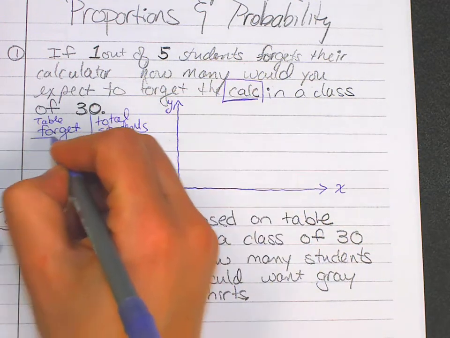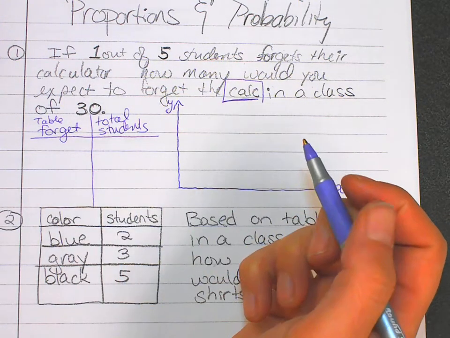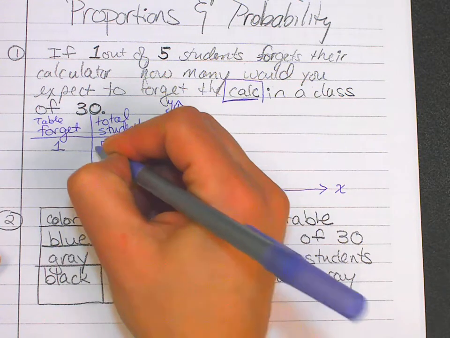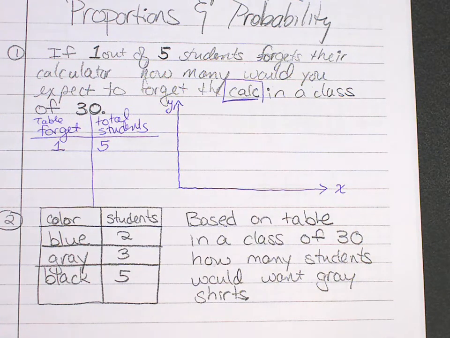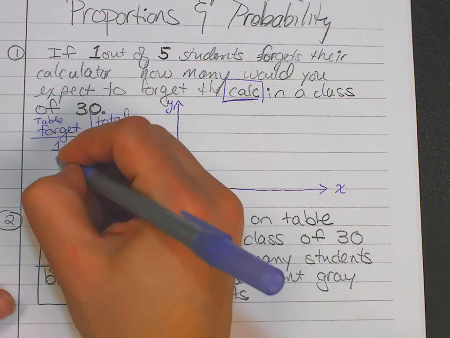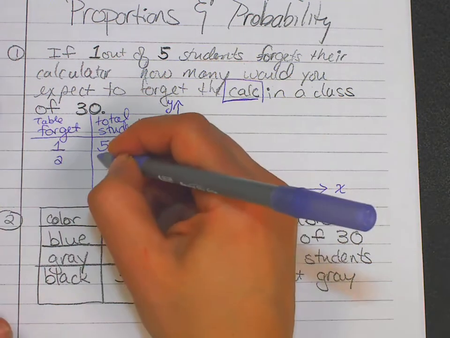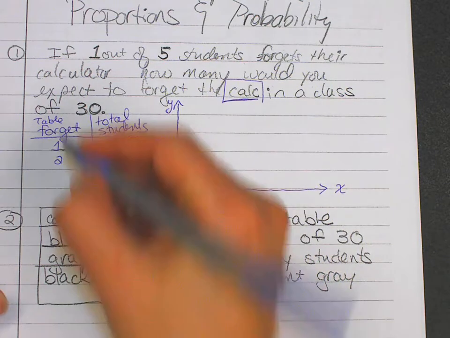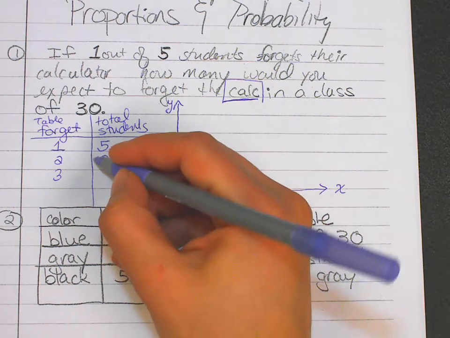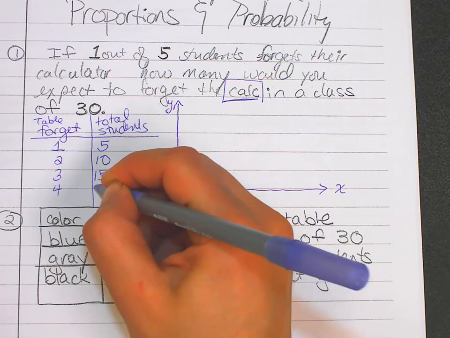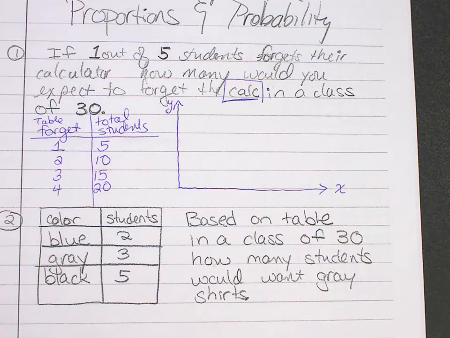So it said 1 out of 5 students forget their calculator. So 1 student will forget it, and that would mean there would be 5 total students. If we're going to keep with that ratio, if 2 students forget their calculator, that would be doubling this, or 3, that'd be tripling this, or 4, etc. Let's plot that.